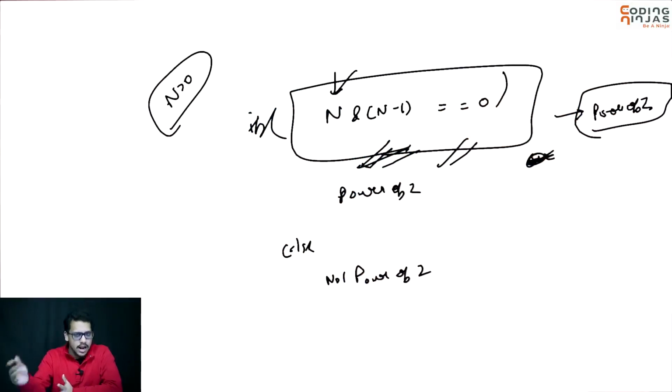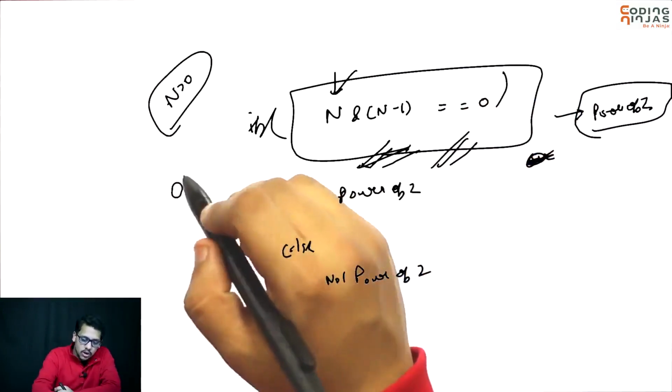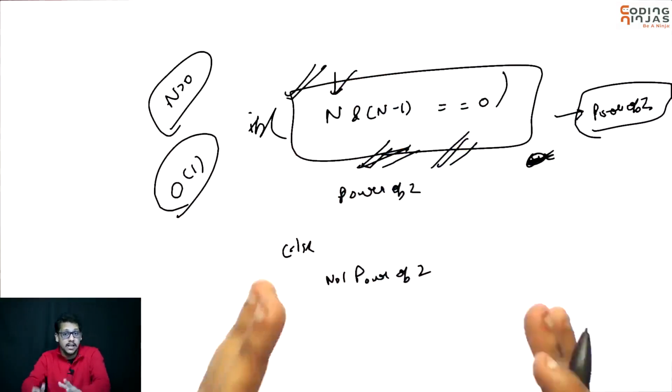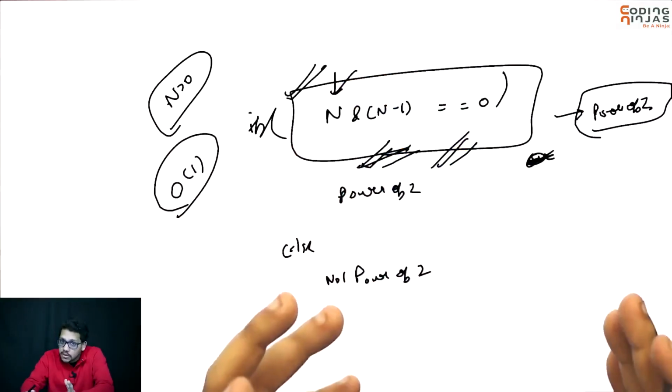1 equal to 0 and n is greater than 0, then definitely it is a power of 2. Okay, this is what you have used. Now this is an order 1 operation. Instead of using log base 2 n, you can use this concept, and this is very useful in competitive programming.